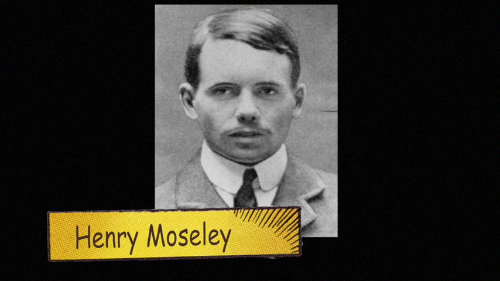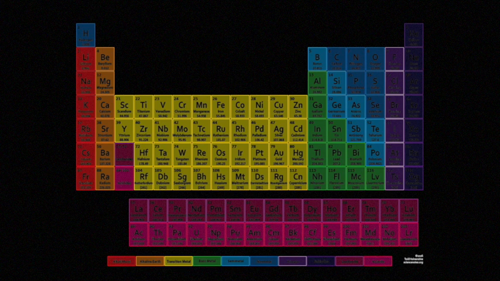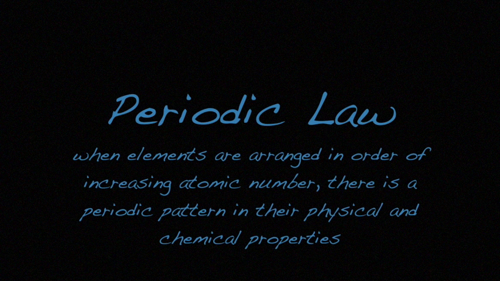After Dmitry Mendeleev came Henry Moseley, who in 1913, through his work with X-rays and the discovery of the nuclear charge of the elements, which we now call atomic numbers, rearranged the elements in order of increasing atomic number. He is credited with the discovery of the modern table, as the modern table is organized in the order of increasing atomic number. This brings us to the periodic law. The periodic law is when elements are arranged in order of increasing atomic number, there is a periodic pattern in their physical and chemical properties.